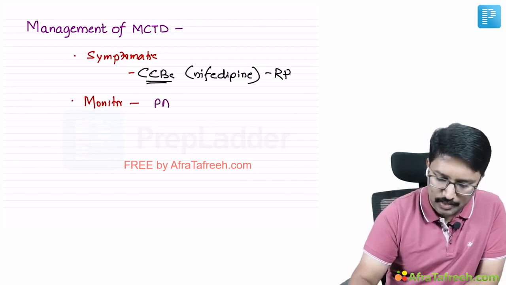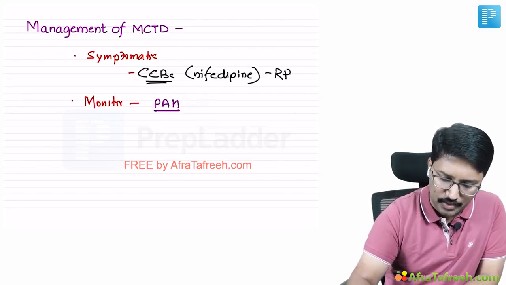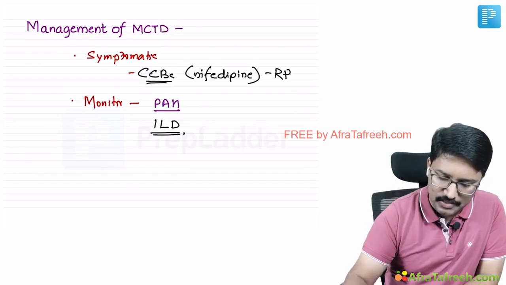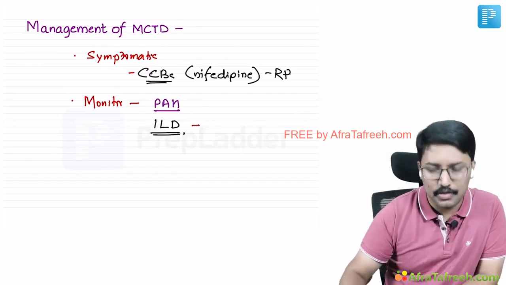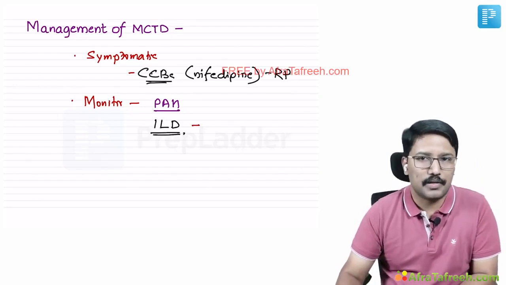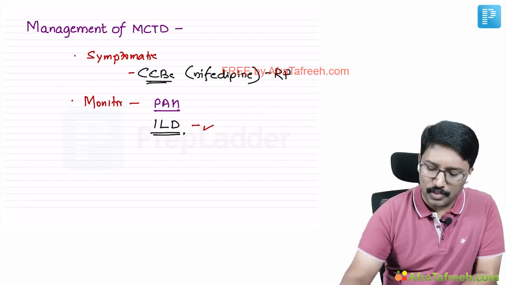Mainly for pulmonary arterial hypertension. If pulmonary arterial hypertension is present, treat it accordingly. Monitor for your risk of developing interstitial lung disease. If interstitial lung disease is diagnosed, treat it with pirfenidone or nintedanib, or if required, you might need to use the cyclophosphamide, right? So that would be our approach.